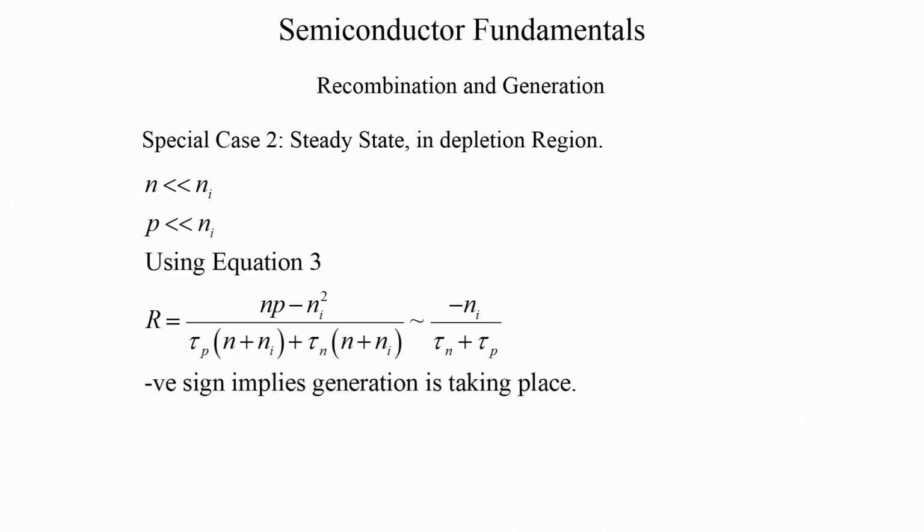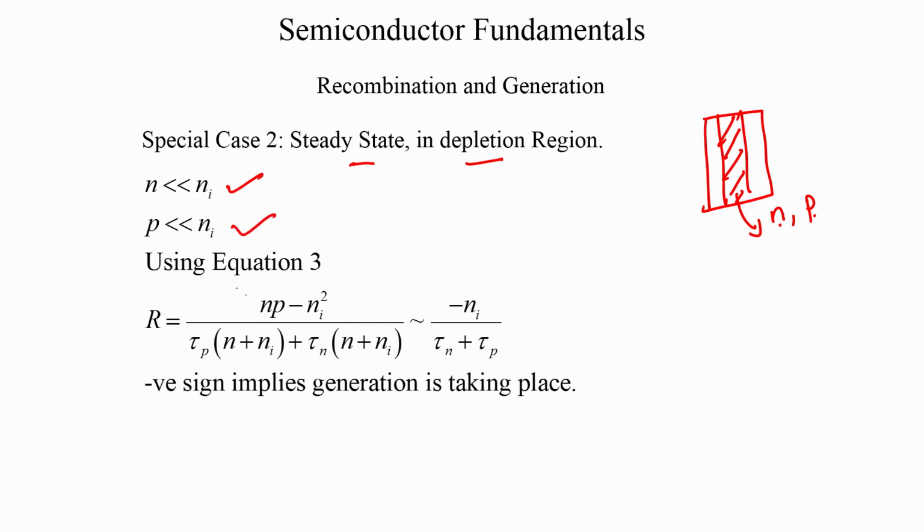So, the second example and the final example we will look at is the steady state, trying to calculate the recombination rate in steady state in a depletion region. We have not yet discussed what a depletion region is, we will do so very quickly, but a depletion region in a semiconductor is essentially a region which is engineered to have very little free carriers. So, the n and p count is going to be extremely low, it is depleted of free carriers, which basically means that n is much less than ni, p is much less than ni.